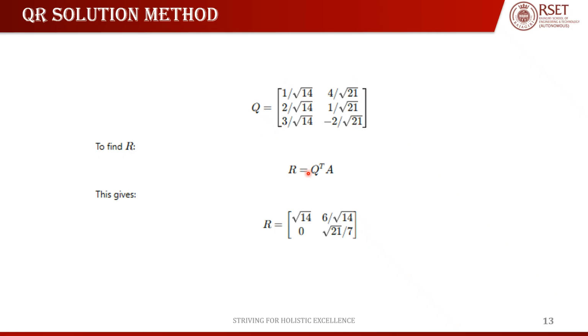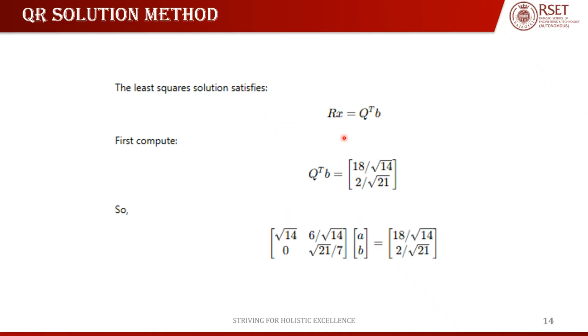And now you'll have to find R. How will you find R? Just take Q transpose A and you have R. Now you will solve the equation Rx is equal to Q transpose b. So before that just find Q transpose b also. To get R you do Q transpose A, and you find Q transpose b there itself, and hence by finding Q transpose b your value will be this, and writing it in matrix form, you will have Rx is equal to Q transpose b.